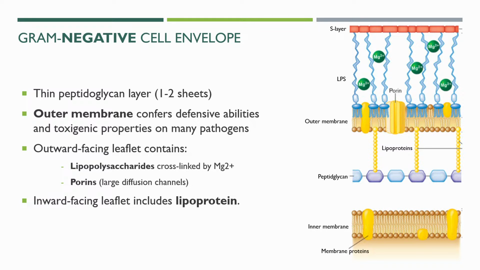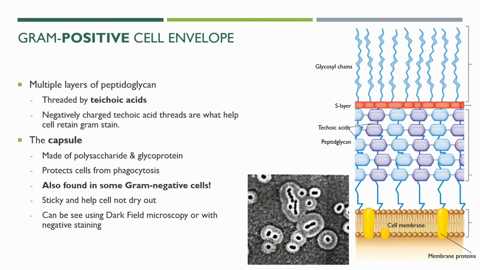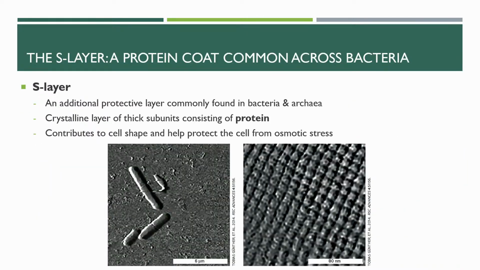And then you'll notice that there's this S layer up here, and it's actually in both gram-positive and gram-negative cell walls. This is just an additional protective layer that's commonly found in bacteria. It's a protein coat. It's really crystalline, so it's a thick protein. It helps to contribute to cell shape and protect the cell from osmotic stressors. So it's rigid, but it's still porous enough to allow things to pass through.